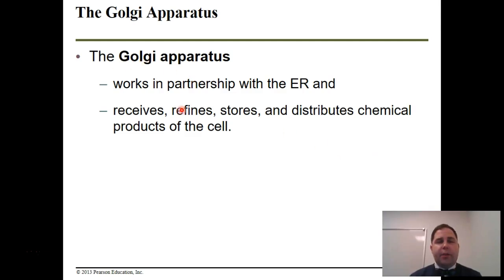So the Golgi apparatus was that stack of pancakes. And that stack of pancakes is actually the next step of the endomembrane system. So it's going to work in partnership with the ER. It's going to receive those materials that come from the ER, those vesicles, refine them, modify them, store them, and then distribute them throughout the cell. And so you may have talked about the Golgi apparatus as being sort of a FedEx facility or a shipping facility that decides on where things go and moves them there.